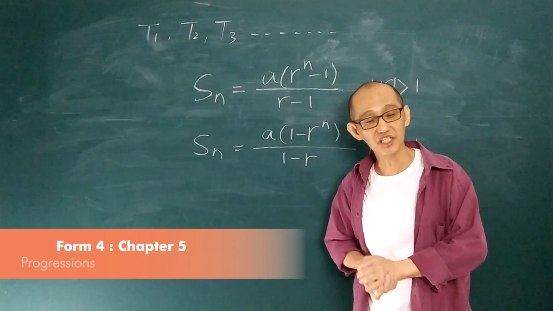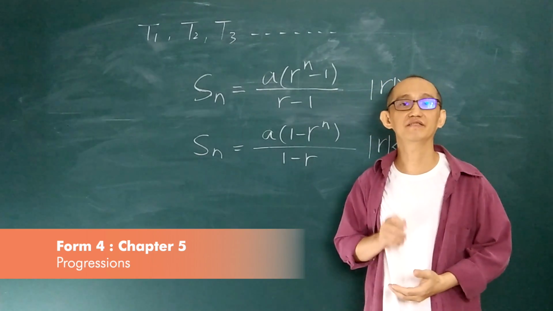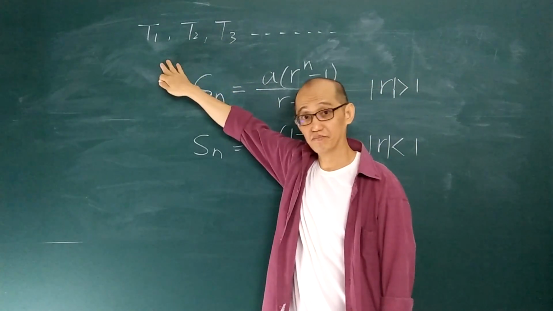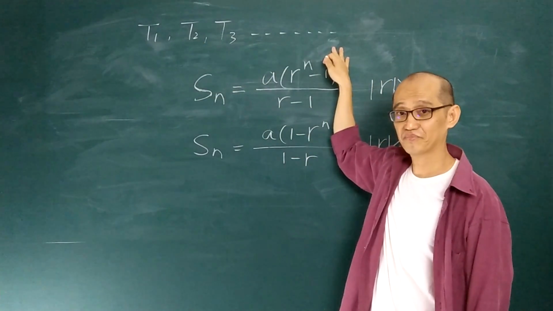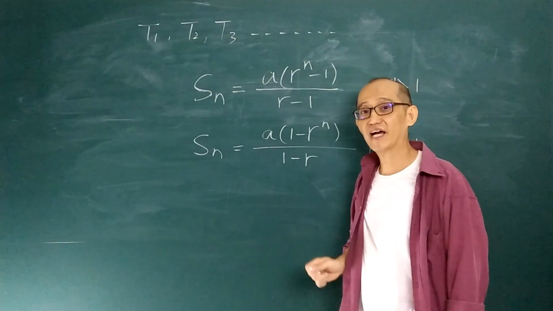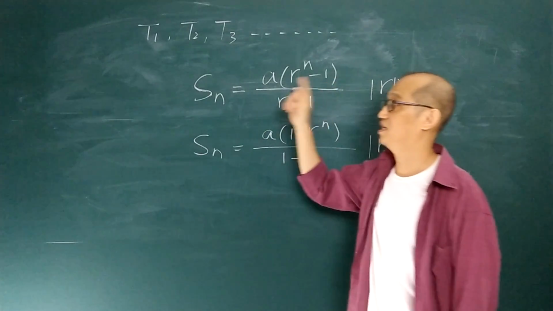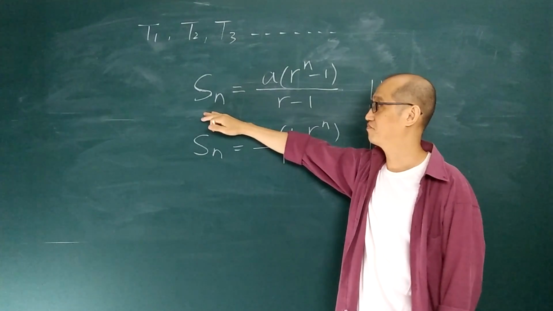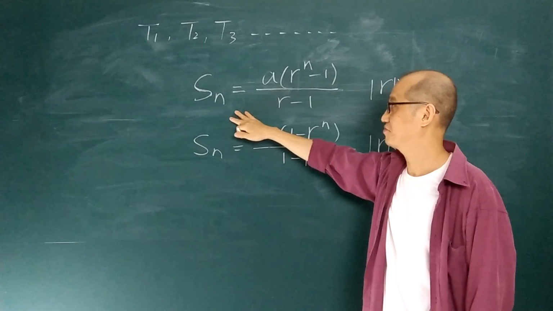Today we are going to continue with finding the sum of the terms in a geometric progression. Let's say we have a geometric progression, first term, second term, third term, and so on. And if you want to find the first nth term in the geometric progression, we can use this equation as S_n. What does it mean by that?